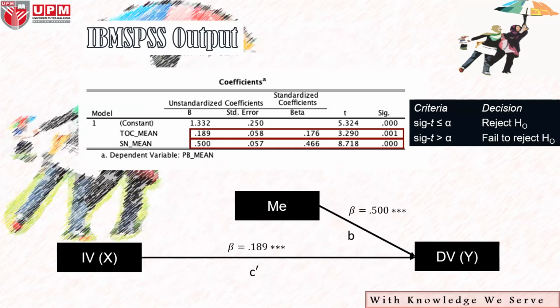So we got the finding for the influence, the C path and B path. C and B, dapat dua dah. Tadi C prime, tadi C. Ni C prime and B. For the C prime path, we have beta equals 0.189, sorry. For the B path, we have beta equals 0.500.